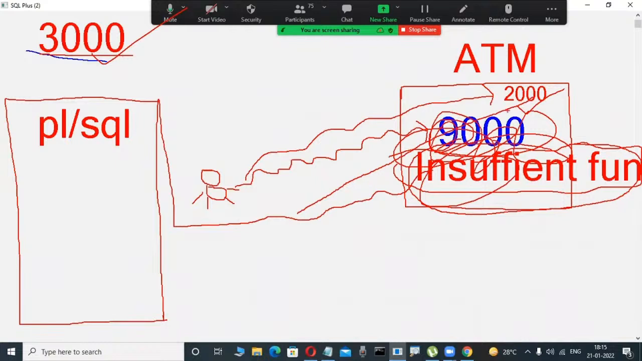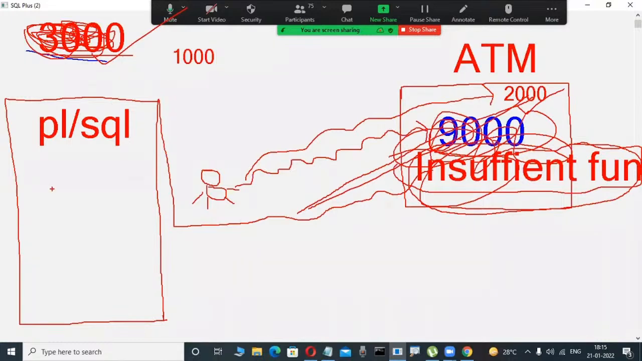Now, whenever we withdraw 2,000, what is the available balance? Yes, 3,000 minus 2,000, that is 1,000. That I want to reflect in my database. Otherwise, if you withdraw 2,000 and still 3,000 remains available, the total banking system would collapse.